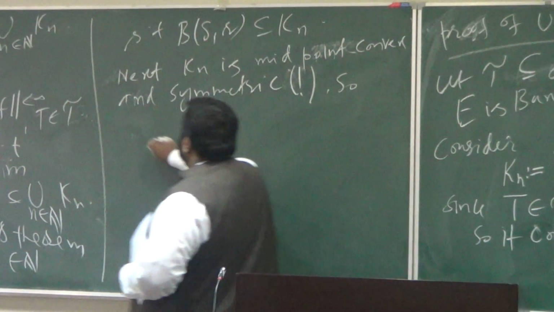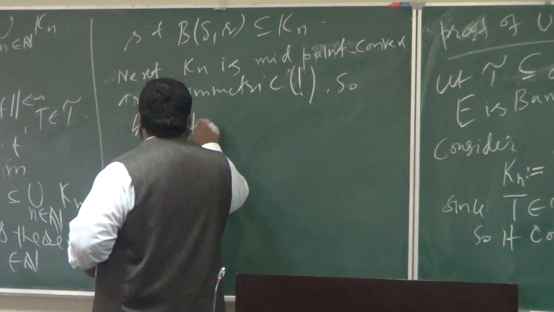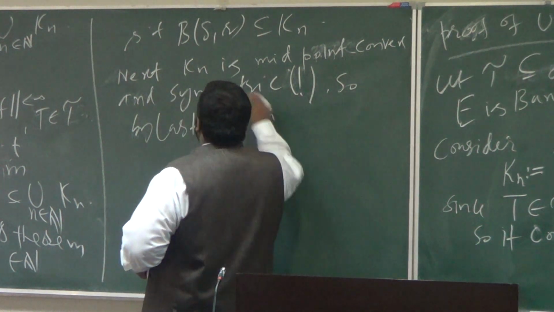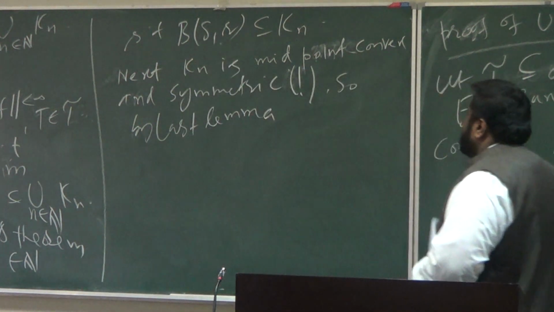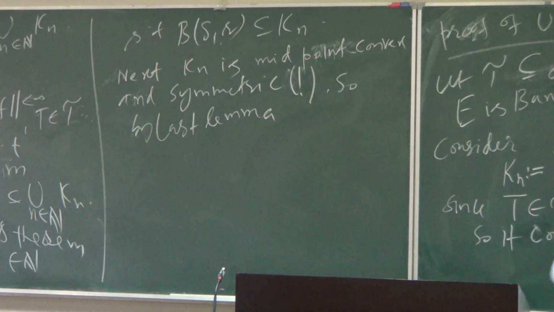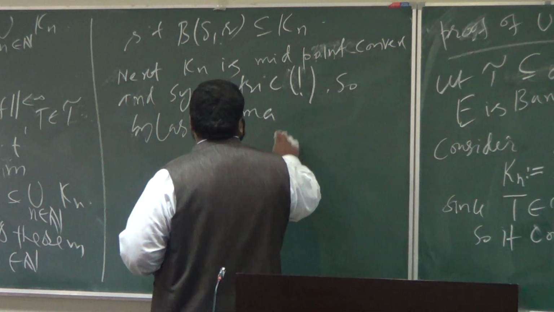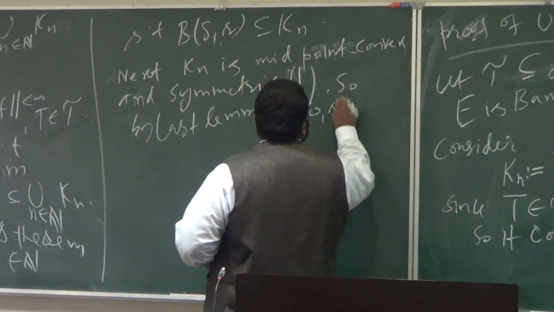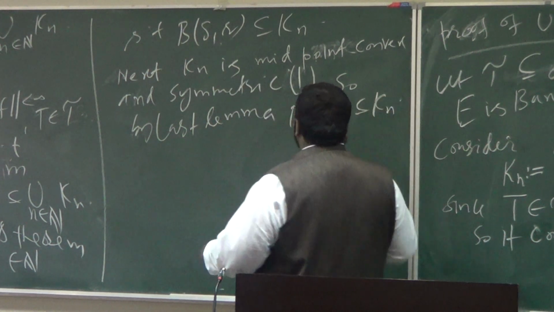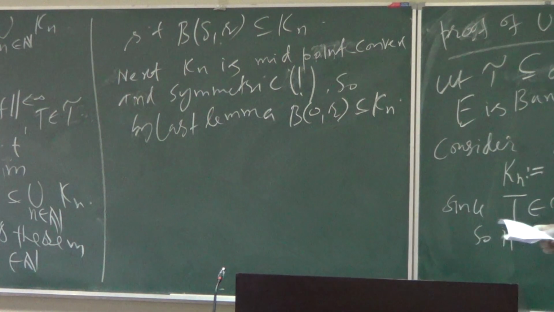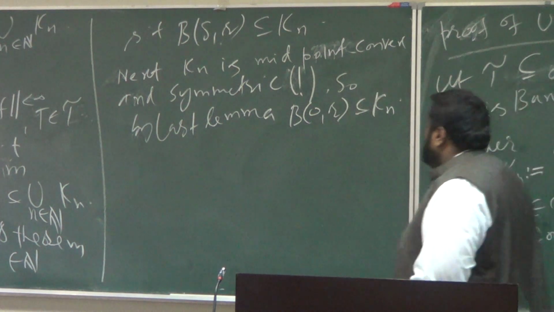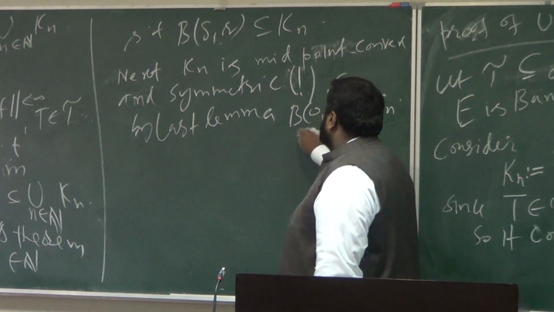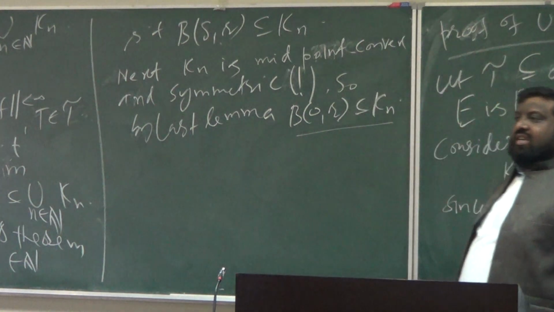So by my last lemma, I can drag or translate this ball to a region around zero. By my last lemma, B0R is contained in Kn. But what is the meaning of B0R being contained in Kn actually?